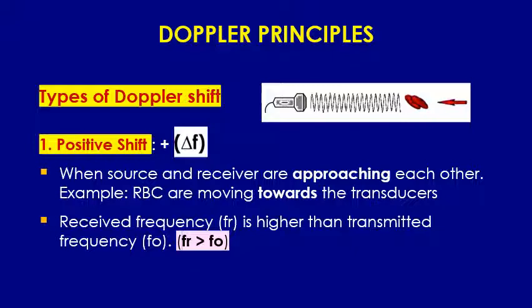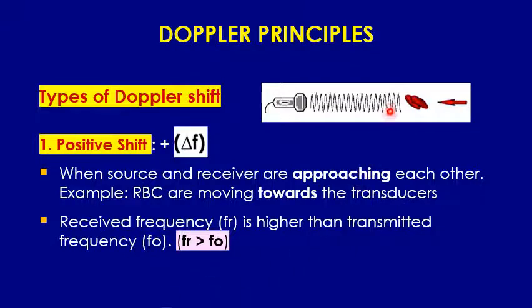So now we'll start to study the types of Doppler shift. We have three types: the positive shift, the negative shift, and the zero shift. What happens in the positive shift? It happens when the source and the receiver are approaching each other, so one of them is moving toward the other. In ultrasound, it happens when the red blood cells are moving towards the transducer or getting closer.